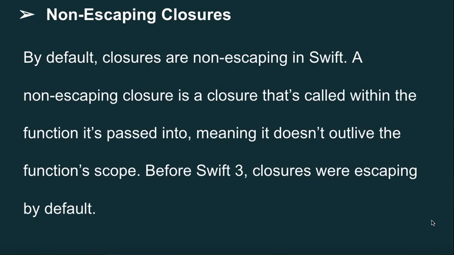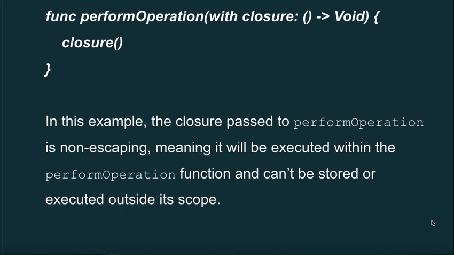Non-escaping closures. By default, closures are non-escaping in Swift. A non-escaping closure is a closure that's called within the function it's passed into, meaning it doesn't outlive the function's scope. Before Swift 3, closures were escaping by default.